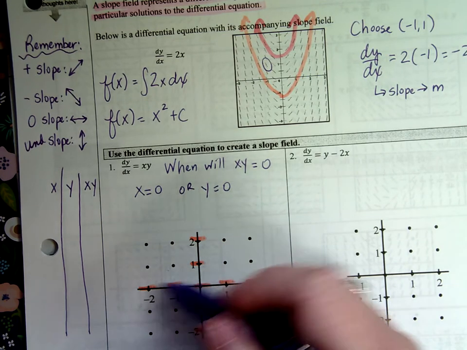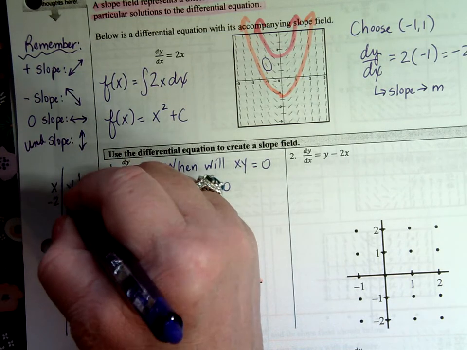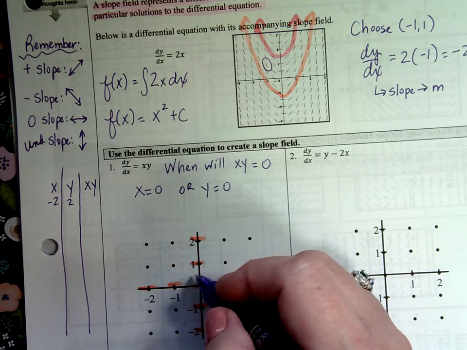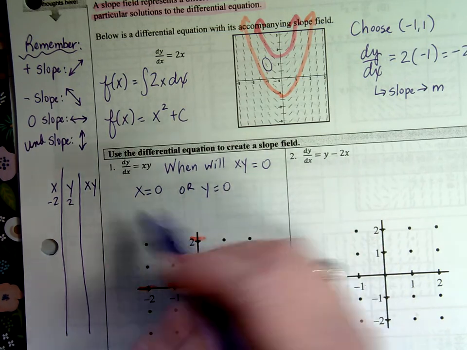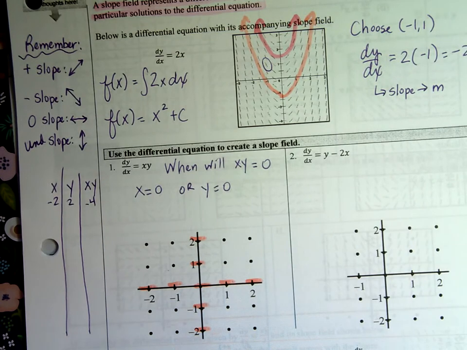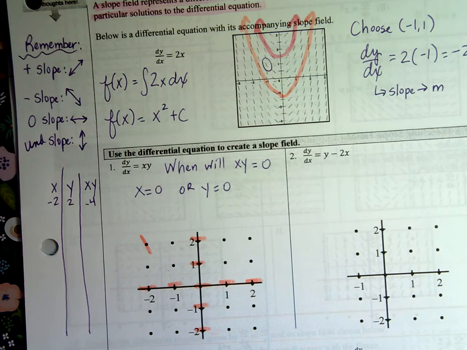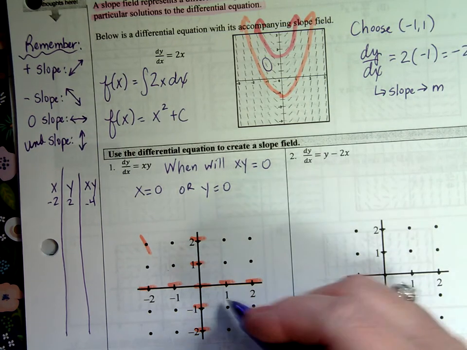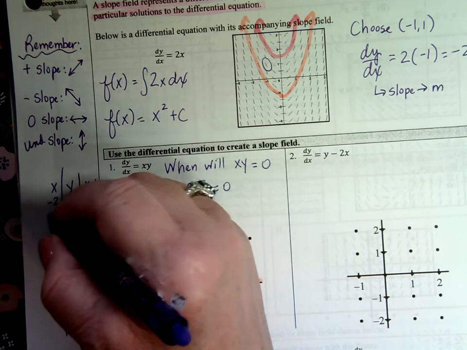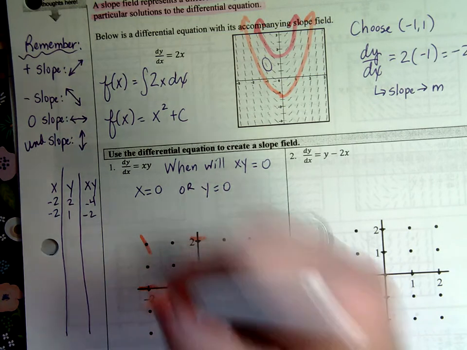So let's start over here. This is negative 2, 2. If I figure out its slope, x times y is negative 4. So I go over here to this coordinate and I put a negative 4, relatively steep slope at that location. And then I'm going to go negative 2, 1. Negative 2 times 1 is negative 2. That slope is also negative, but not quite as steep.